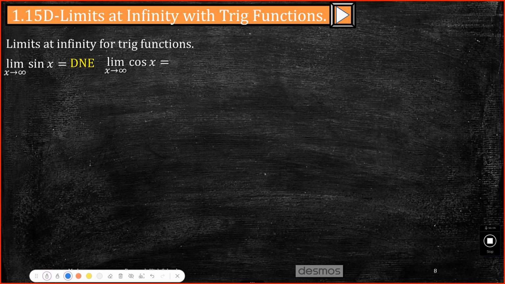How about for cosine? It's going to keep going up and down, up and down, up and down. It's going to be, does not exist.